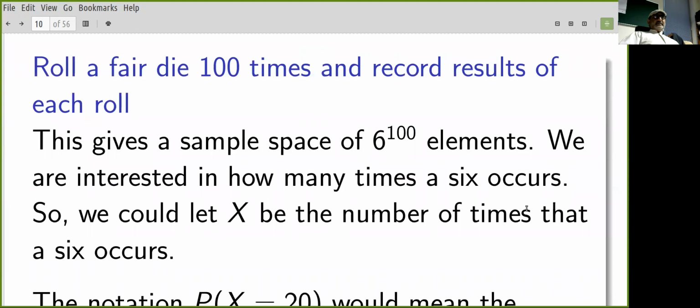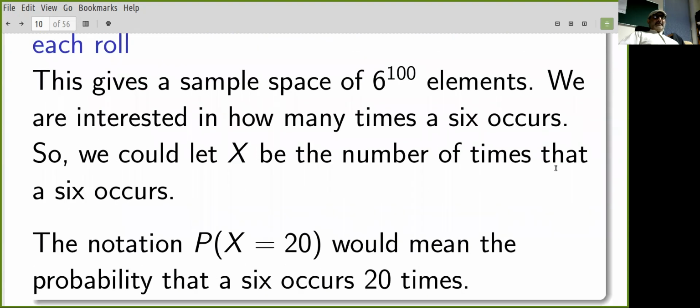Let's take another example. Let's say we have a fair die, and we roll it 100 times, and we record the results of each roll. The sample space for this has 6 to the 100 elements, right? It'd be easier to work with a random variable than to work with the sample space. We are interested in how many times a 6 occurs. So let X be the number of times that a 6 occurs.